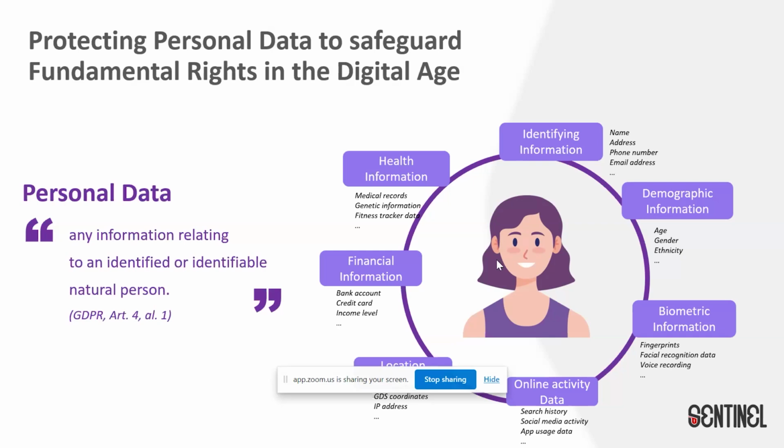So the definition of personal data is any information related to an identified or identifiable natural person. It's defined in GDPR Article 4. So it's all the information related to humans. It can be health, financial, online activity related information, demographic information, identifying information like email addresses. Anything related to these aspects is defined as personal information and personal data.